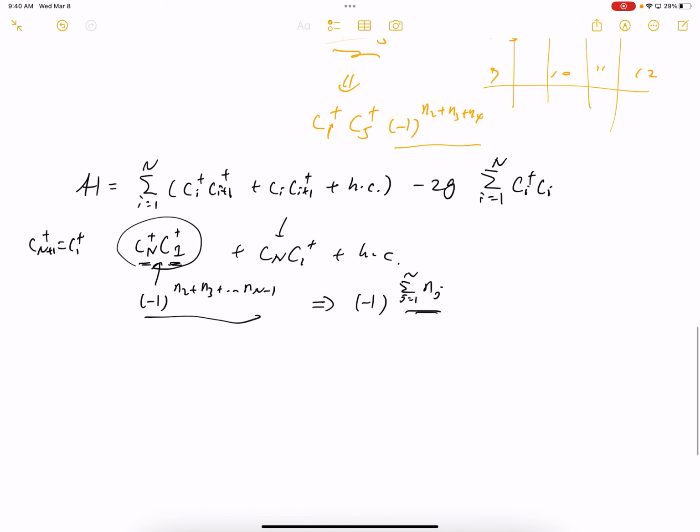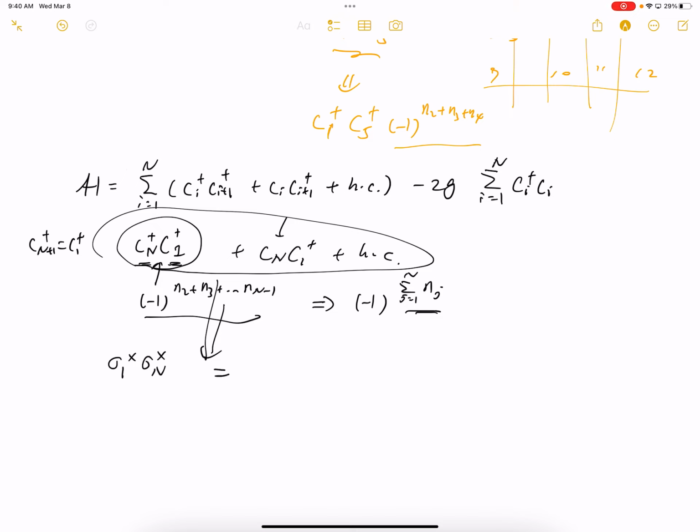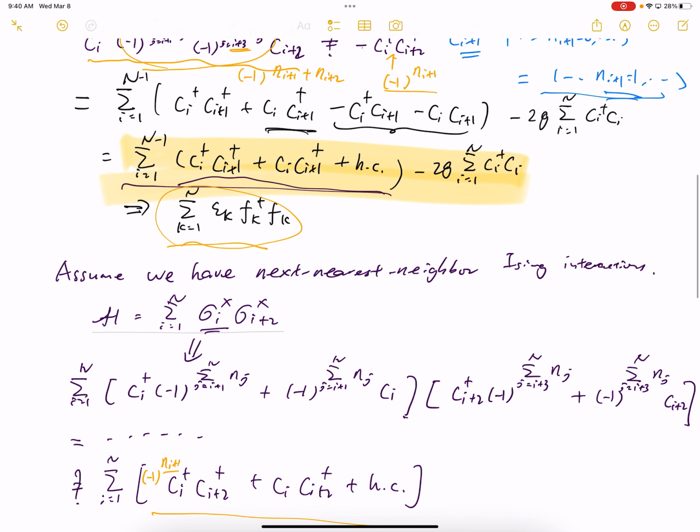So this means this boundary term, sigma_1^x sigma_n^x, which is the term I'm writing here, can be simplified to, with a minus sign in the front, (-1) to the sum of j from 1 to n of n_j. This exponent is the total number of fermions, times C_n dagger C_1 dagger, plus C_n C_1 dagger, plus the Hermitian conjugate. So that's a boundary term we have to deal with. The previous Hamiltonian is only true if you limit the summation to n minus 1.